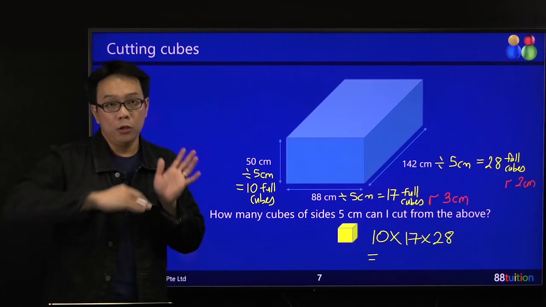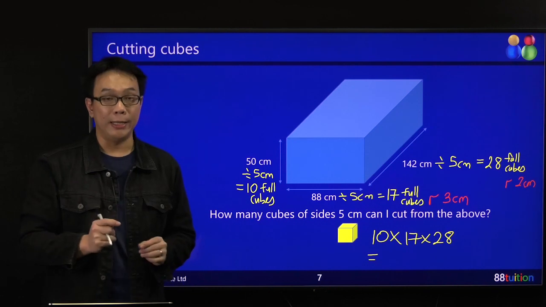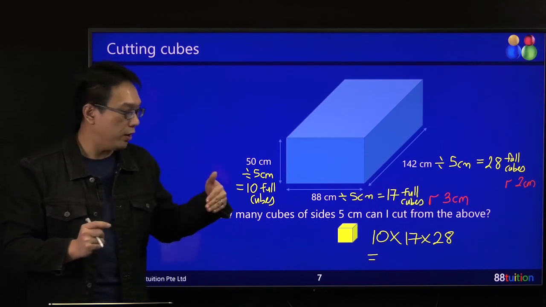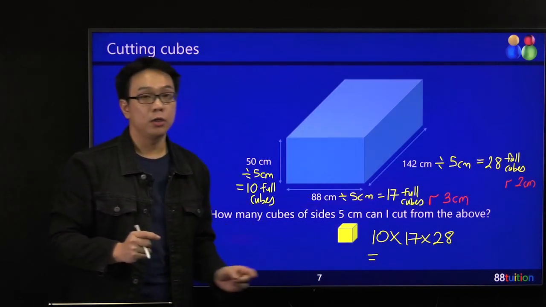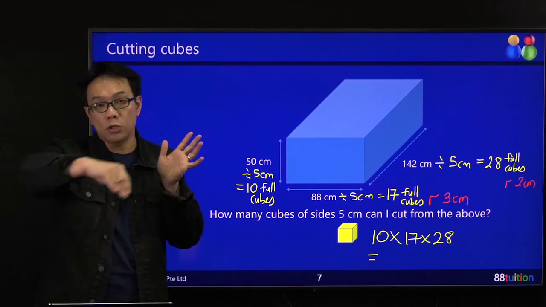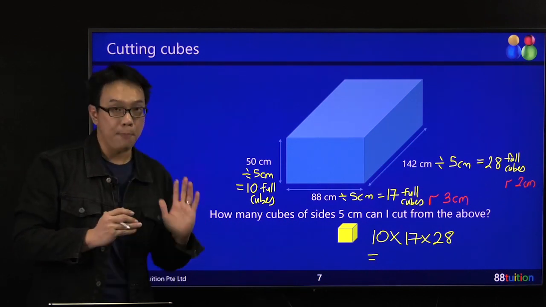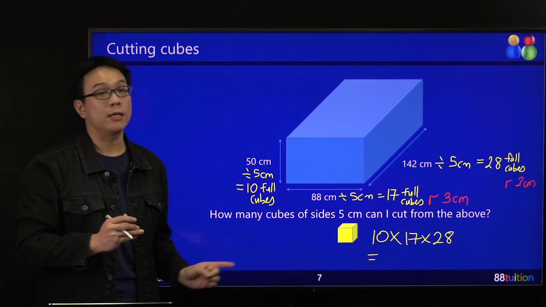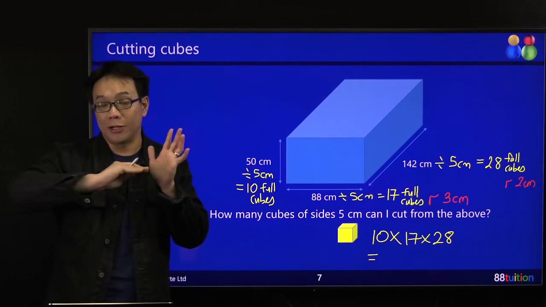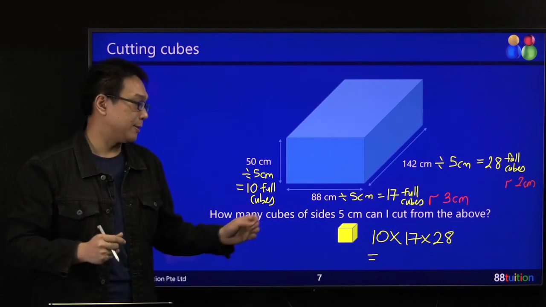Alright? Your length can put up to 28 cubes. Your width can put up to 17 cubes. So you got 28 rows of 17. Alright? But you got a height of what? You got a height of 10 cubes. You can build upwards 10 cubes. So you got 10 levels up. So you must times 10.